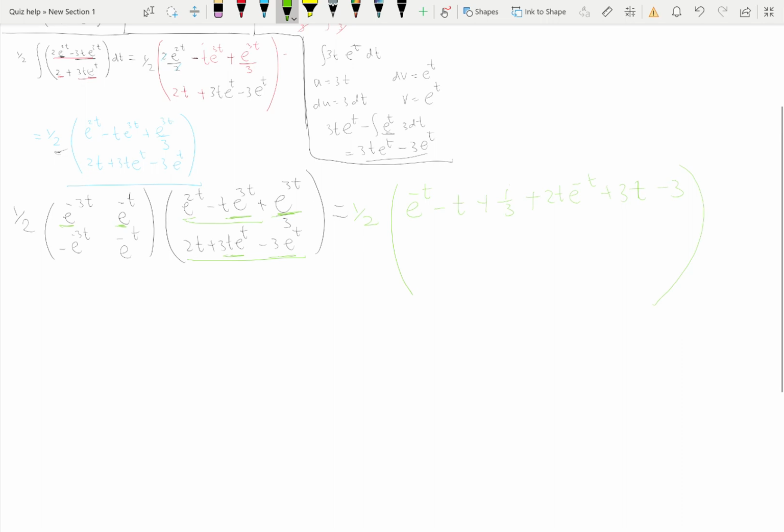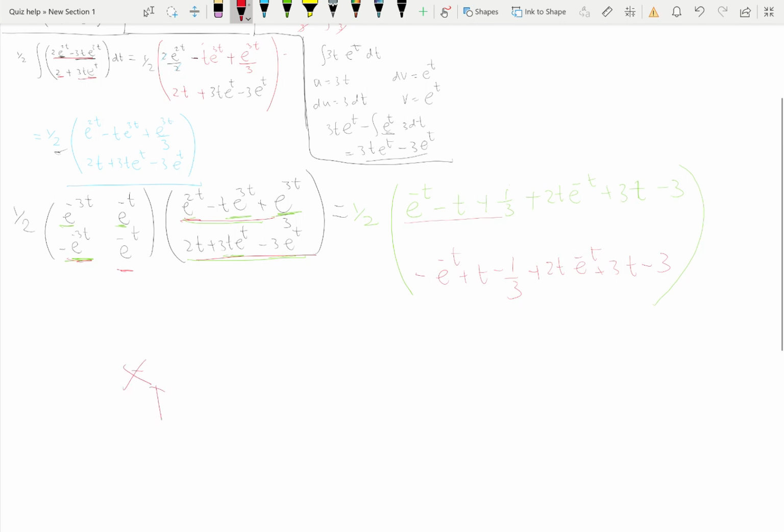Okay, now here you take negative e to the negative 3t times the first row, which is the same as this row but multiplied by negative, right? So you can multiply it out. So it's negative e to the negative t plus t minus 1 over 3. Okay, now e to the negative t times this row is actually 2t e to the negative t plus 3t minus 3. Okay, so that is what we get after multiplication. It was a long multiplication. So let's see what we get.